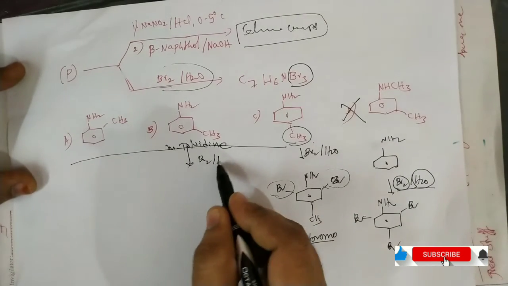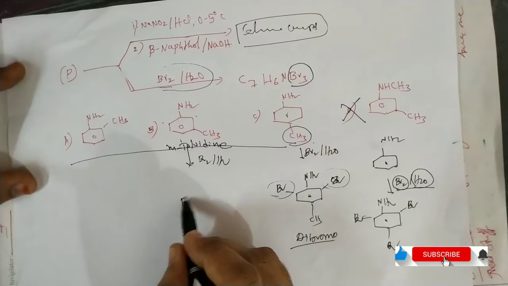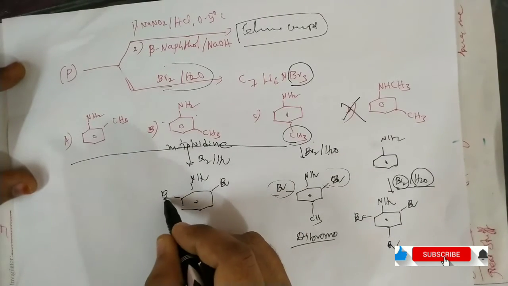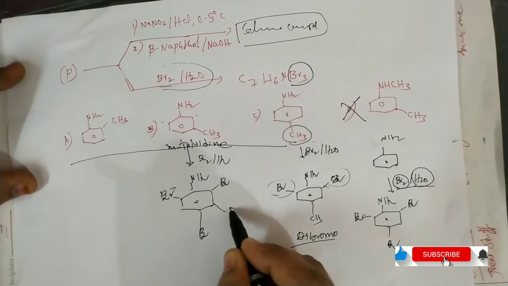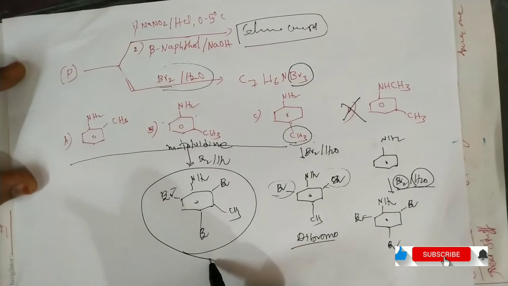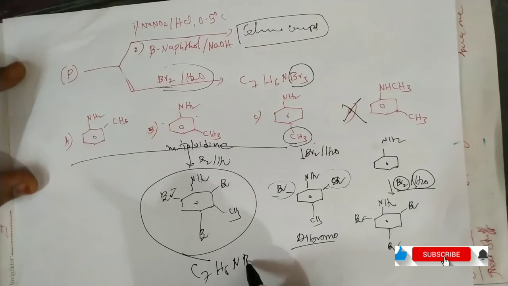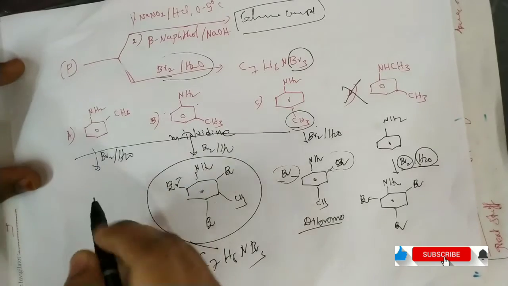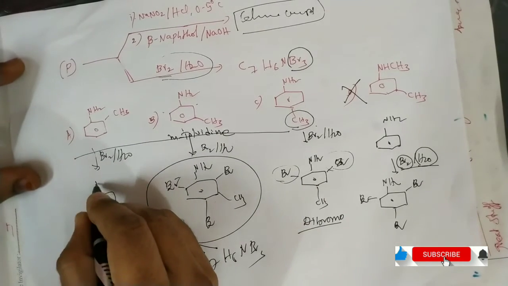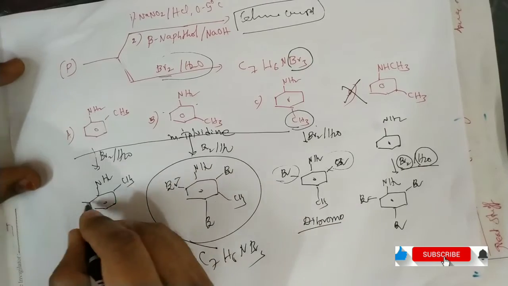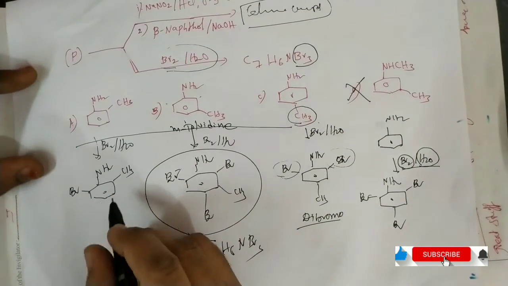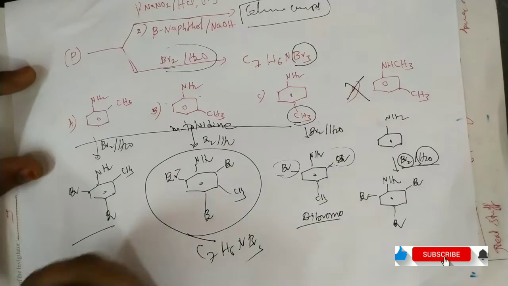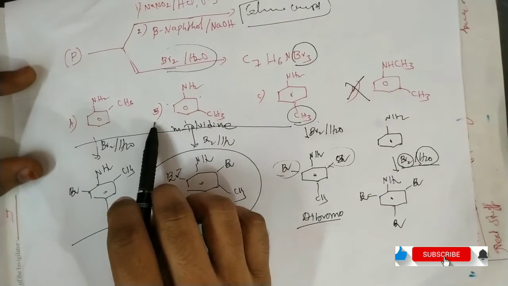This one on bromination, two ortho positions and one para position are vacant, that means empty. So Br plus successfully attacks on the ortho and para positions, and we will get the tribromo product, and its molecular formula is C7H6NBr3. And if you brominate this compound, you will get only the dibromo product, because one ortho position is filled by the methyl and the remaining one ortho position is vacant. So Br plus attacks at the ortho position and para position, and you will get the dibromo product. So only this compound gives a tribromination product.